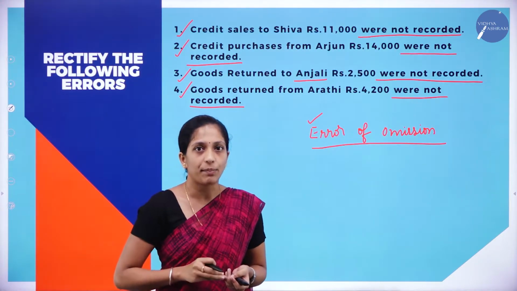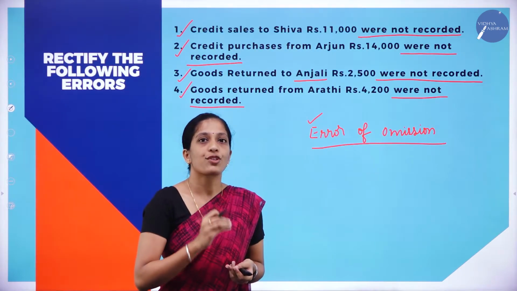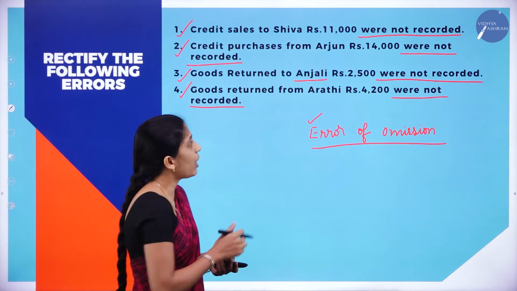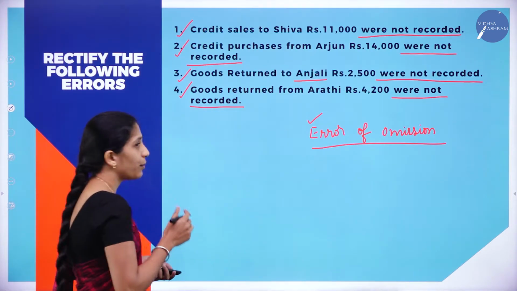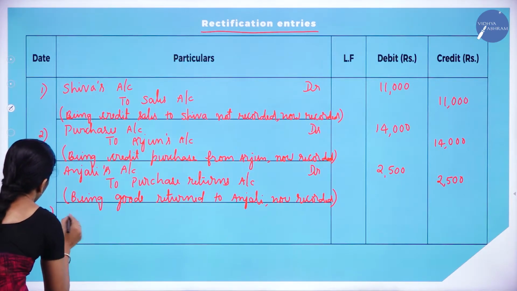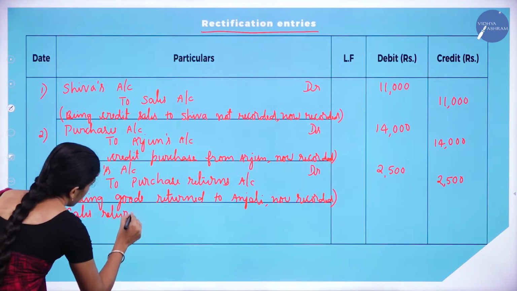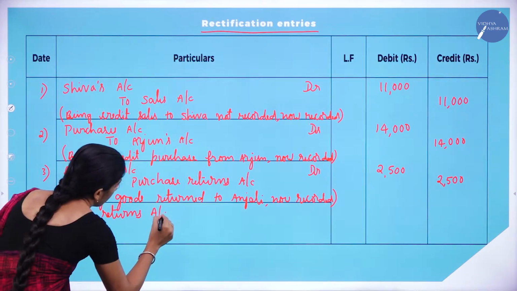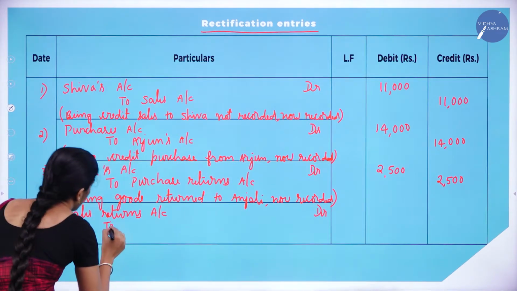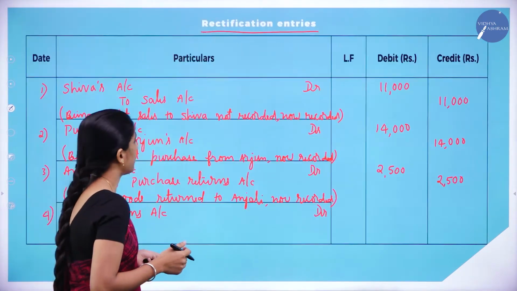So, what would be our journal entry? Sales return account debit to, from whom we have returned those goods? From Arati. So, sales returns account debit to Arati's account. So, what is the amount? 4,200. Now, we shall record this transaction. Fourth one, that is sales returns account debit to, now from whom we have returned that goods, that is from Arati.